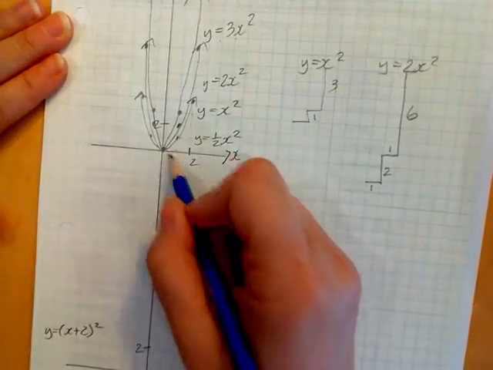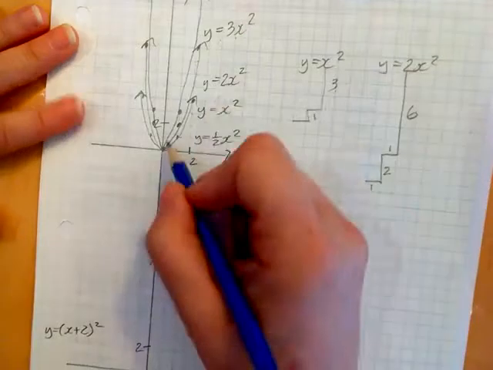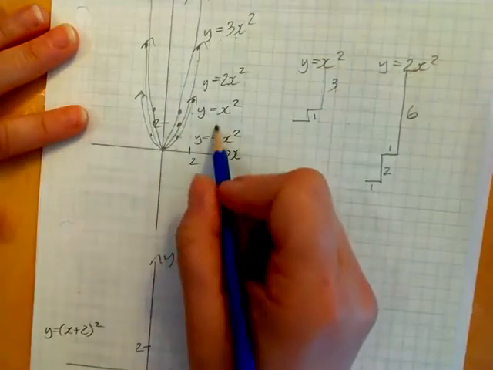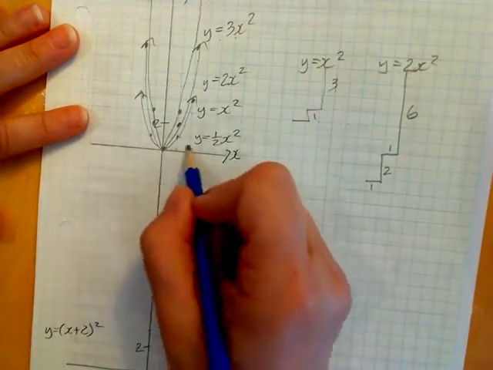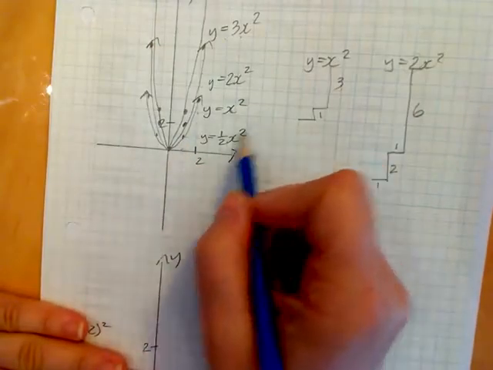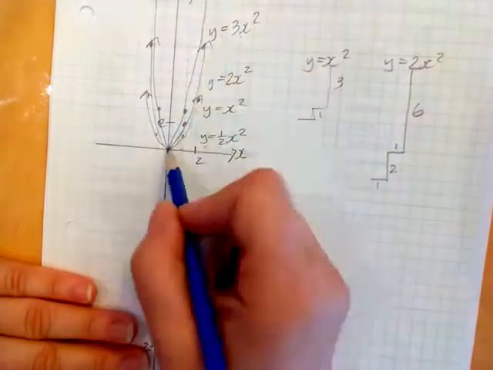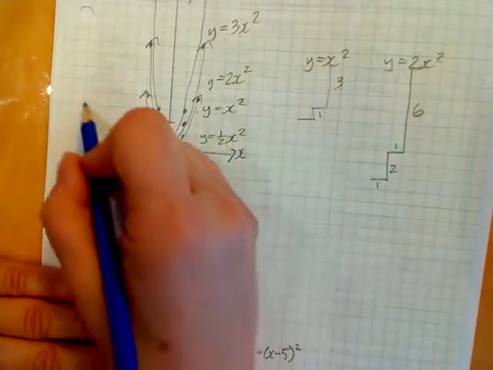It has to do with direction, opening, and up and down. But a value greater than 1 will be a stretch, and between 0 and 1 is going to be almost like you sat on it and it's wider. So we call that a compression. This is a stretch, and between 0 and 1 will be a compression.